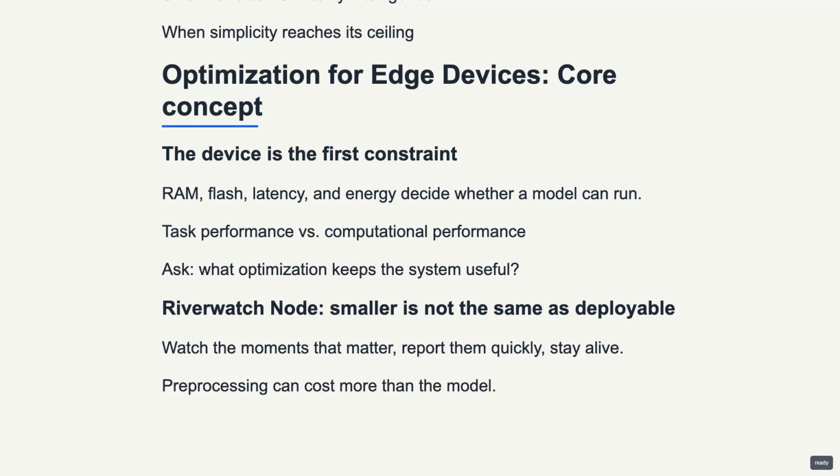A small classifier is not automatically cheap when it sits behind smoothing, windowing, and feature extraction. In many edge systems, the hidden cost is the signal processing needed to make the input usable, and that can dominate compute, memory traffic, and time.